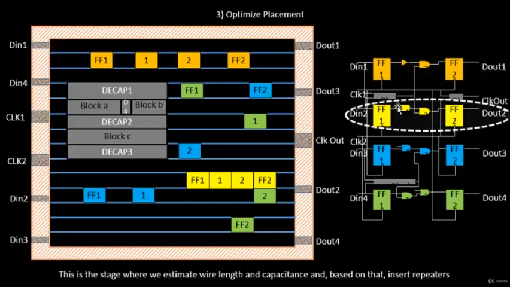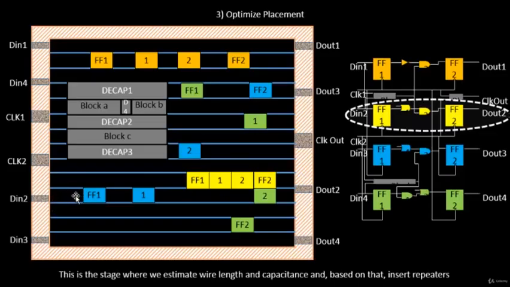Let's look into the stage of flip-flop 1, the yellow colored flip-flop 1. In this case, D in 2 is placed at a far distance from flip-flop 1. Based on the estimated wire length and capacitances, we come up with some value saying that the slew, which is basically the transition, goes beyond a certain limit. If it does, it's very difficult for the signal to reach over here in the same condition as that of the input slew.